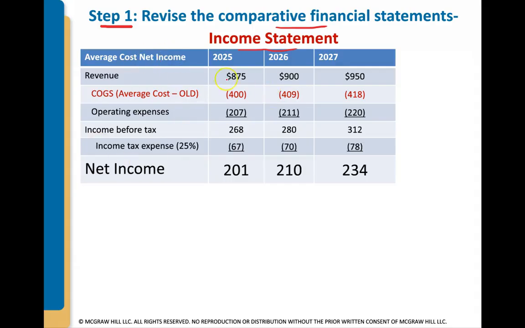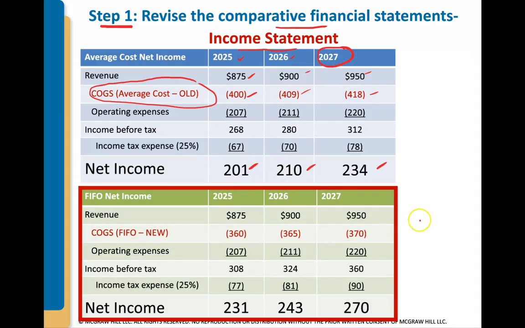So here, this top one is using the old cost of goods sold, right? And so we're giving the revenues, and then we're giving the old cost of goods sold to get to this net income under the old method. Now in 2027 is when we've adopted this new inventory costing method. So in last year's financial statements, we reported 2025 and 2026 using a $201 and $210 net income.